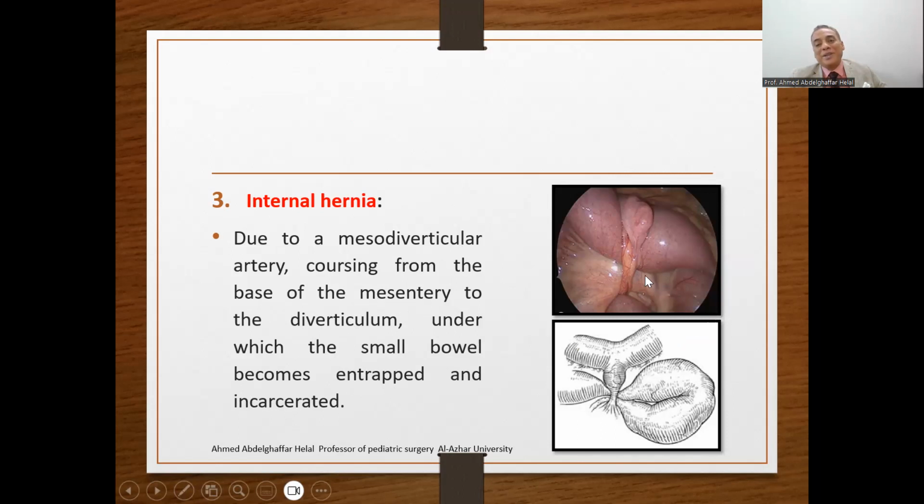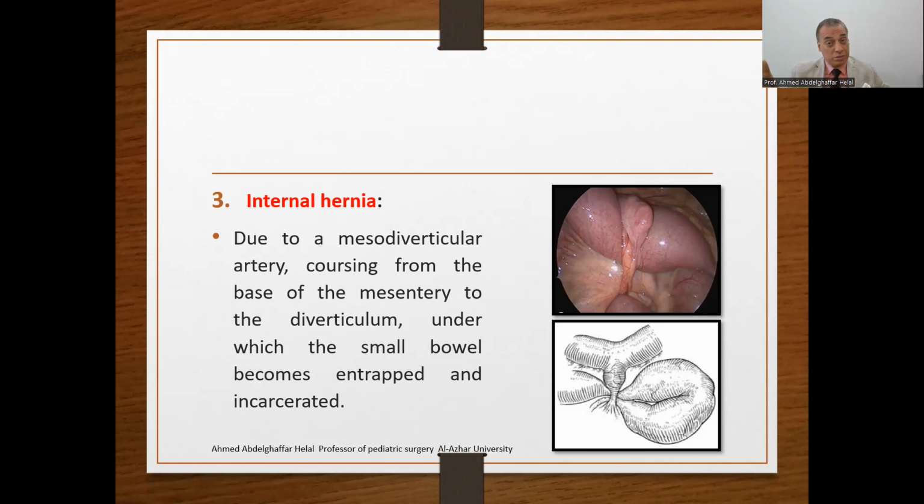So below or under this abnormal mesodiverticular band, the small bowel may get trapped and internal hernia produce bowel obstruction. This is obstruction with intestinal small bowel obstruction, distension, vomiting, and obstipation. So this is the third mechanism.